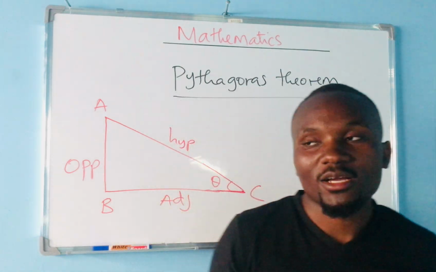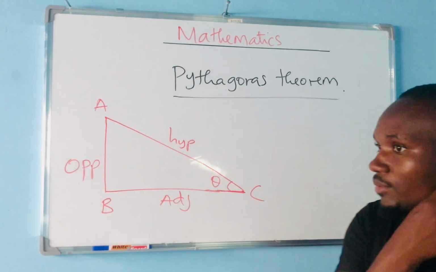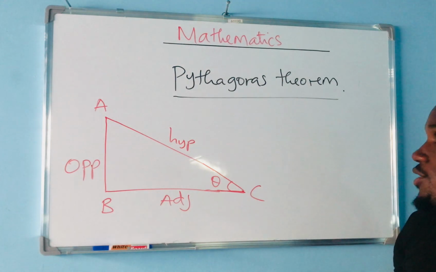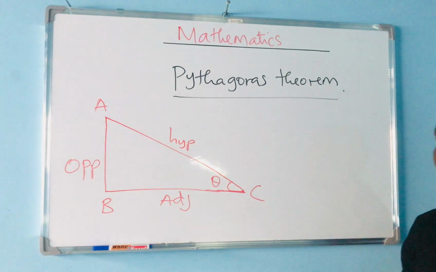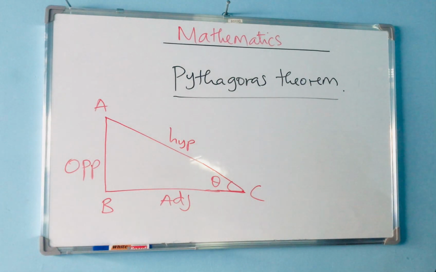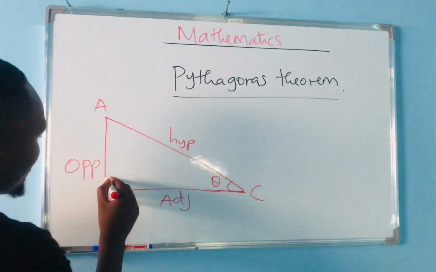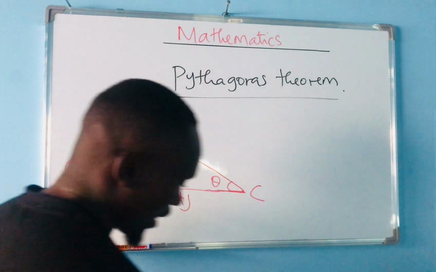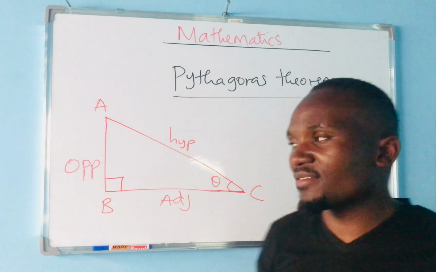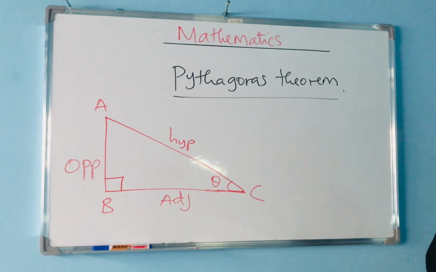So today we'll look at Pythagoras theorem. We want to understand how this theorem works. How can it help us to find the sides of a right angle triangle? How can it help us to find the side of a right angle triangle? And how can it help us to find even the angle itself? Okay, so we'll try to understand how this works.